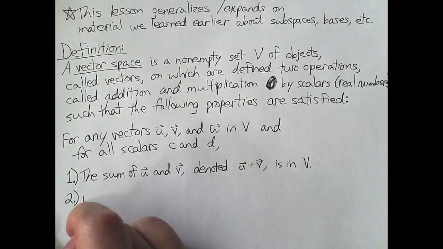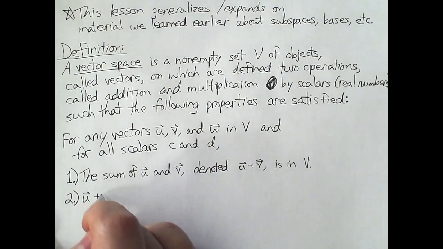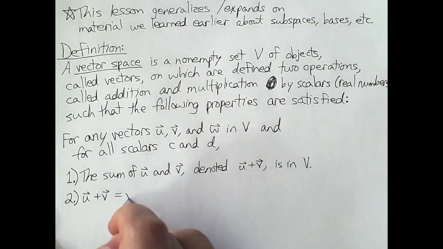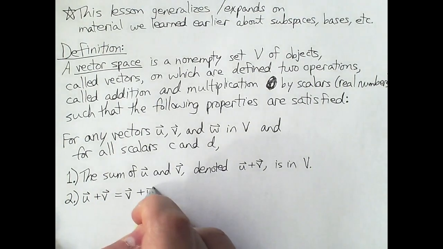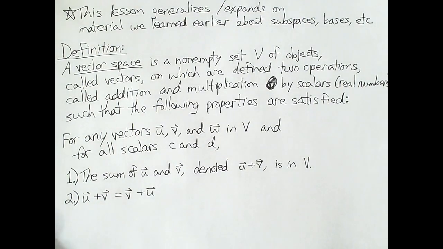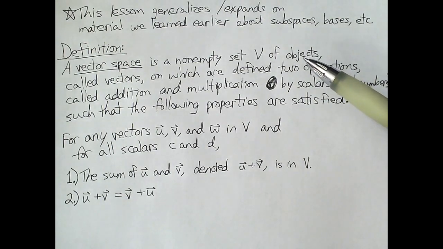Property 2. U plus V is equal to V plus U. Now you might be saying, isn't that a property that we already know? Well, if you're thinking that, I'll tell you, this is a property that we know for Rn. This set might not be Rn. And these objects might not be column vectors. They might be something else.